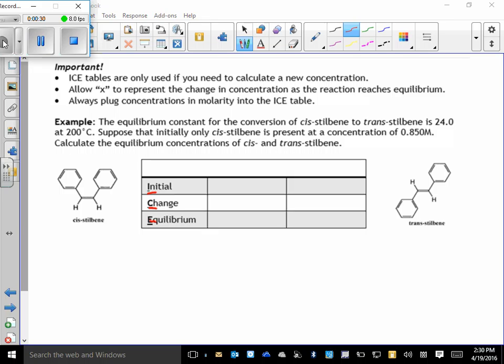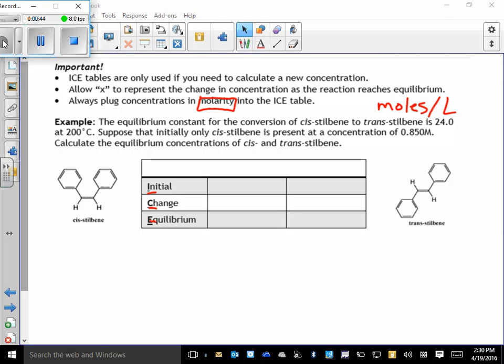And we always plug concentrations in molarity. So there are going to be some times when I give you moles, but it has to be put in concentration. So it has to be moles per liter. Okay, so just make sure you're always doing that. That's something that's going to trick you.